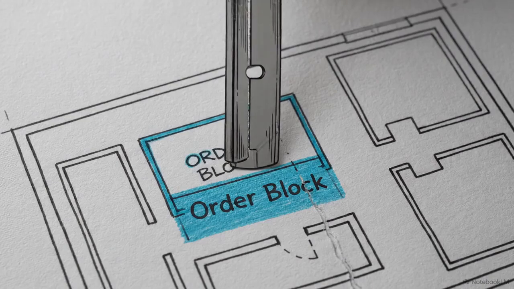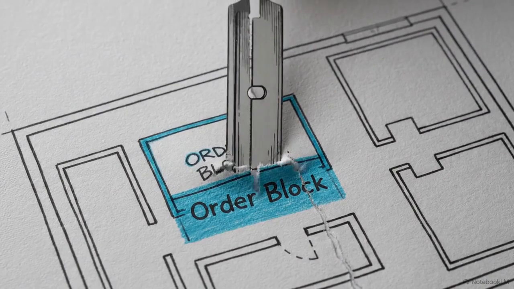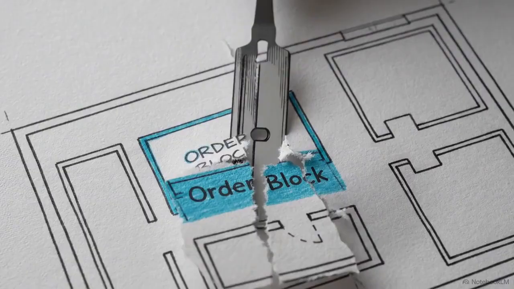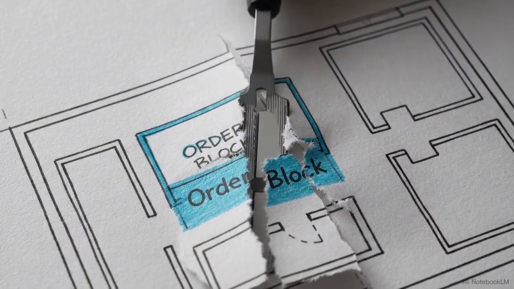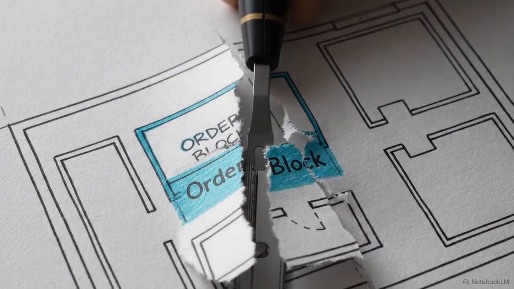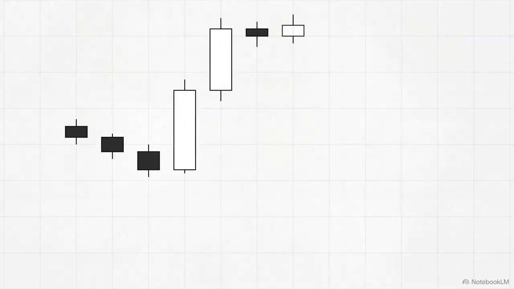You identify a pristine historical liquidity zone. You map the boundaries perfectly. But when price actually reaches it, the structure splinters and fails. To understand why this happens, look at the traditional order block.